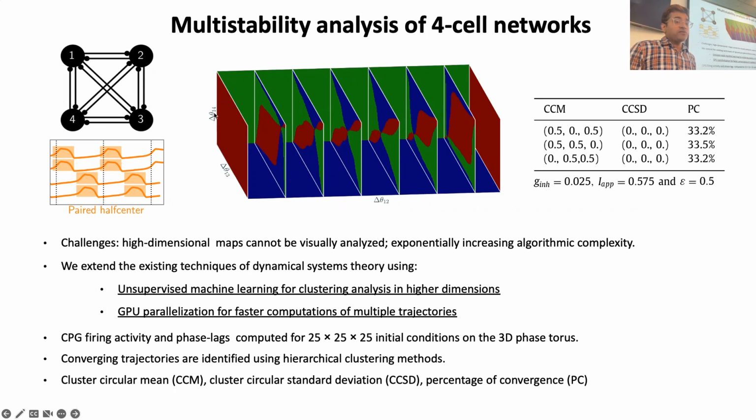For a 4-cell network, as I mentioned before, there are 3 phase lags that you're looking at, and it will be a 3D phase space. It cannot be visualized so easily, and it has exponentially increasing algorithmic complexity, because you're looking at, say, 25 different phase initial conditions on each axis. So it's 25 raised to the power of the number of neurons minus 1. So instead we use a hierarchical clustering algorithm, and you measure the circular means of those clusters. All the blue regions, we cluster them together where they're converging and compute the cluster mean. And we also compute the cluster standard deviation to measure the variability within that network's rhythm.